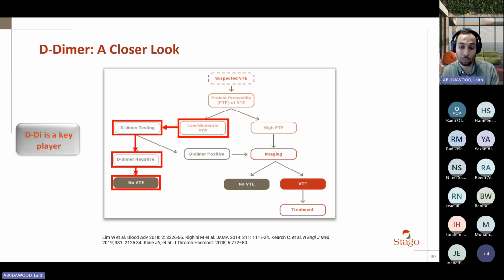One final very important point. This is only applicable to outpatients. Outpatients are patients who walk inside the hospital. It does not apply to inpatients. Inpatients are patients who are laying in the bed in the hospital for, say, a day or two or a week. Okay, so D-dimer does not really have much value for inpatients. Its value is for outpatients with low to moderate pretest probability. That's it.